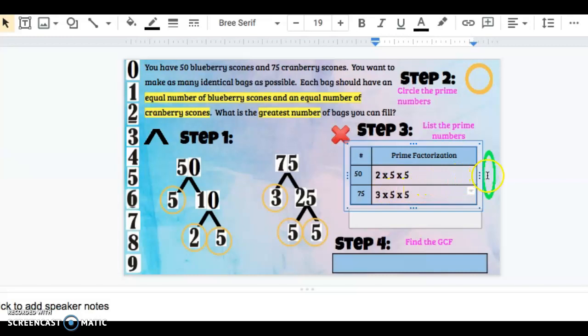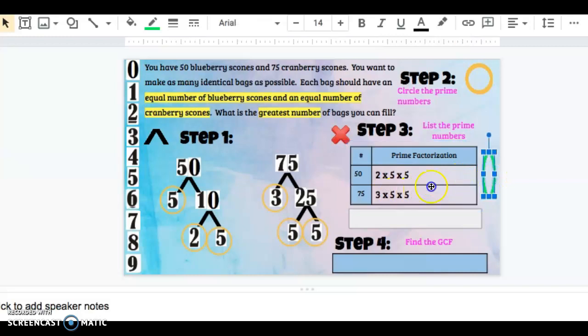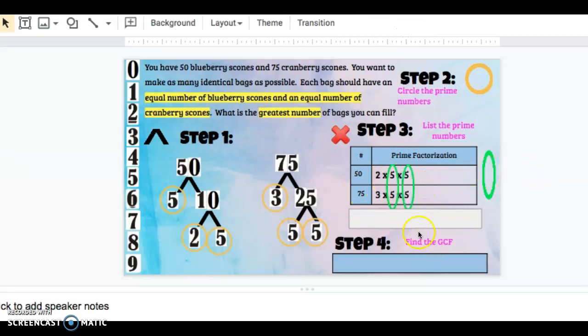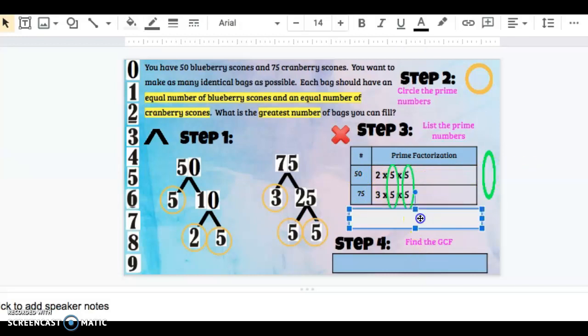Now I have to circle my matching socks. Nothing matches at 2 on the bottom. So 5 and 5, I have a 5 on top and I have a 5 on bottom. And then I have a 5 on top and a 5 on bottom again, so I can circle both those. Looking here, there's nothing left that matches on top or bottom, so I cannot have any more socks.